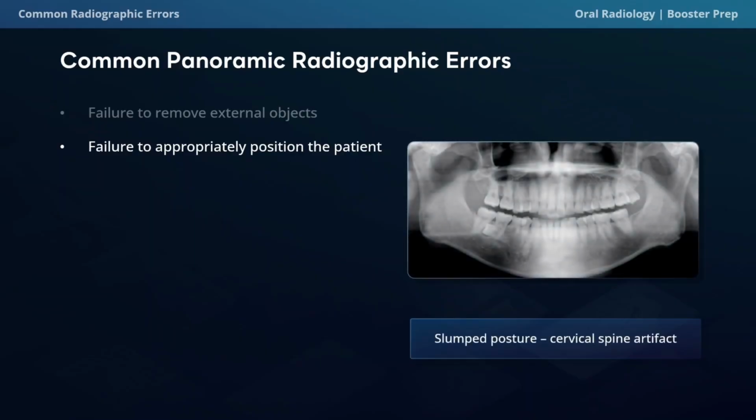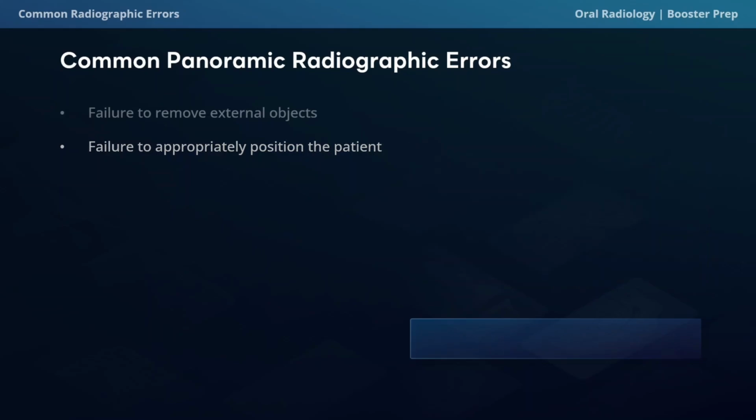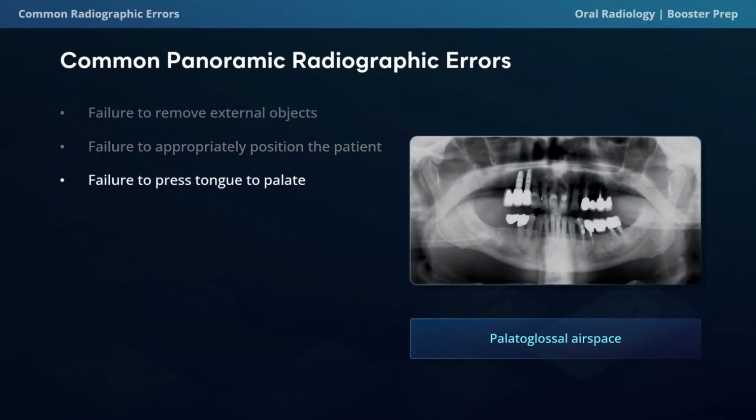And the last positioning error is if the patient has a slumped posture. This pronounces the cervical spine, which results in an artifact on the chin and the incisor region. If the patient doesn't press their tongue up against the roof of their mouth during the scan, we often see this dark band, or the palatoglossal airspace, over the roots of the maxillary teeth.